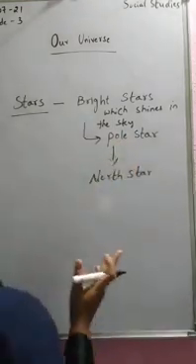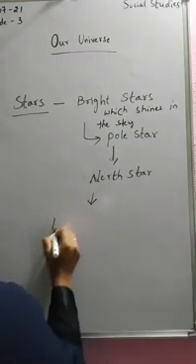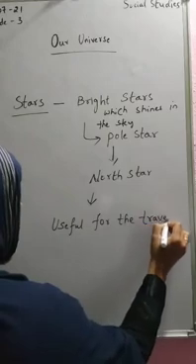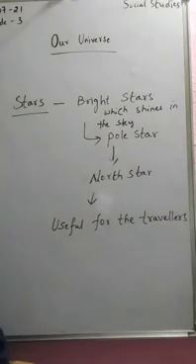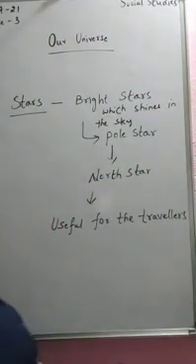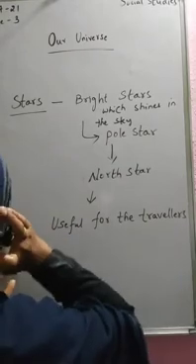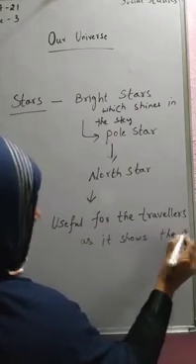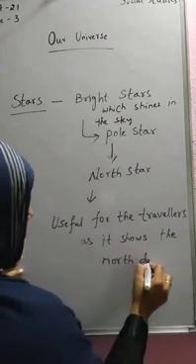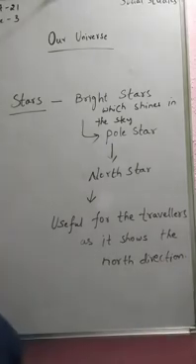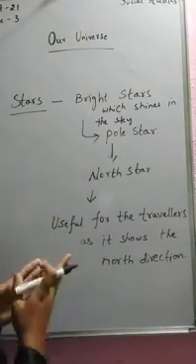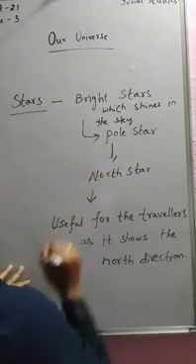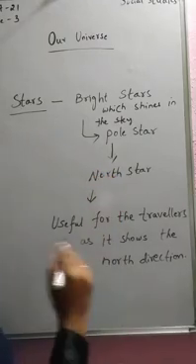What is the speciality of it? It is very useful for travelers, because it shows the direction of north. During the night when travelers move, they take the help of this pole star, because it shows the direction of north. That is the reason it is called the North Star or the pole star.